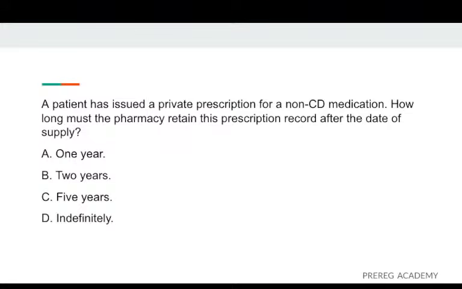Private prescription should be retained for 2 years. So if this was a CD medication, say a private prescription for oxycodone or morphine, how long would the prescription be retained for? Or what would be the fate of the prescription?